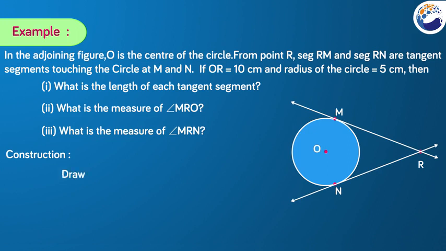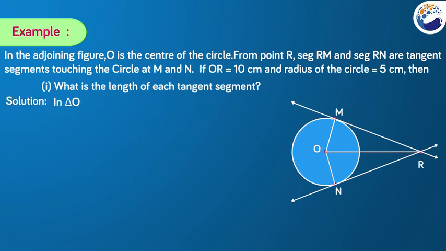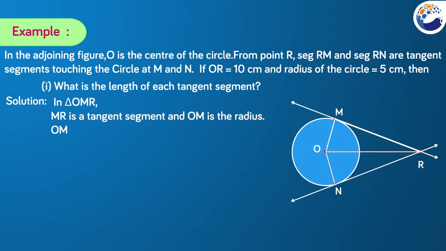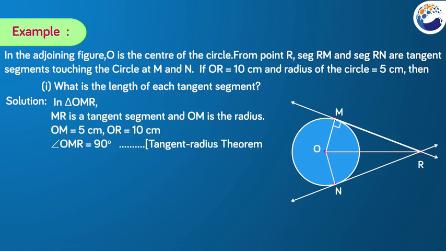Construction: draw segment OM, segment ON. Solution: in triangle OMR, MR is a tangent segment and OM is the radius. OM is equal to 5 cm, OR is equal to 10 cm. Angle OMR is equal to 90 degrees by the tangent radius theorem. In right angle triangle OMR, OR square is equal to OM square plus MR square.